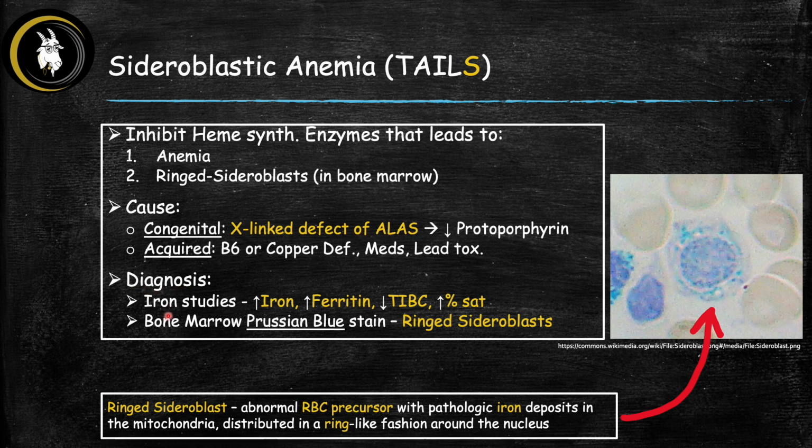To make the diagnosis, we get iron studies, and as you can imagine, the iron studies are going to show an iron overload state because the iron is not being used up to form heme. So high serum iron levels, high ferritin levels, which are the intracellular forms of iron. If ferritin is high, then TIBC is low. And then finally, if we have high iron and low TIBC, then percent saturation is going to be elevated. And then finally, to clinch the diagnosis, we get a bone marrow stained with Prussian blue. Prussian blue stains iron blue, and that's what we're seeing right here. And it's going to show the formation of the ringed sideroblasts, which are the characteristic finding of this condition.